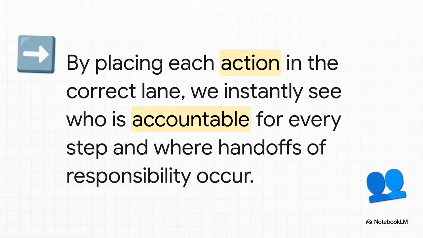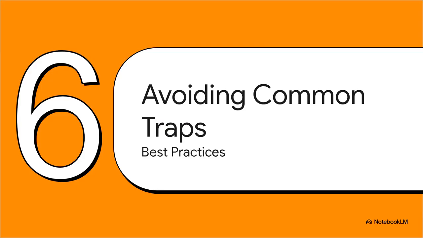By just dropping each action into the right person's lane, we can see in a split second who is accountable for every single step. See how the arrows cross between the lanes? That clearly shows us where work gets handed off from one person to the next. It just makes everything so transparent. All right, with our diagram all put together, we can see the whole story, start to finish. It's great. But as we've seen, making a good diagram, one that's clear and accurate and actually useful, means you've got to avoid a few common pitfalls.